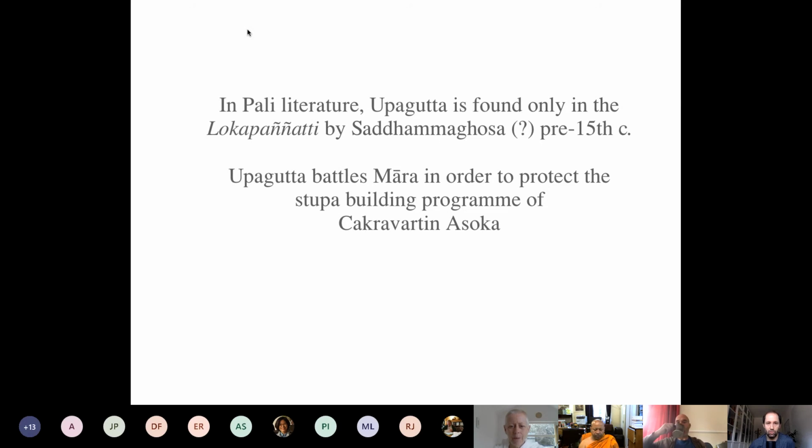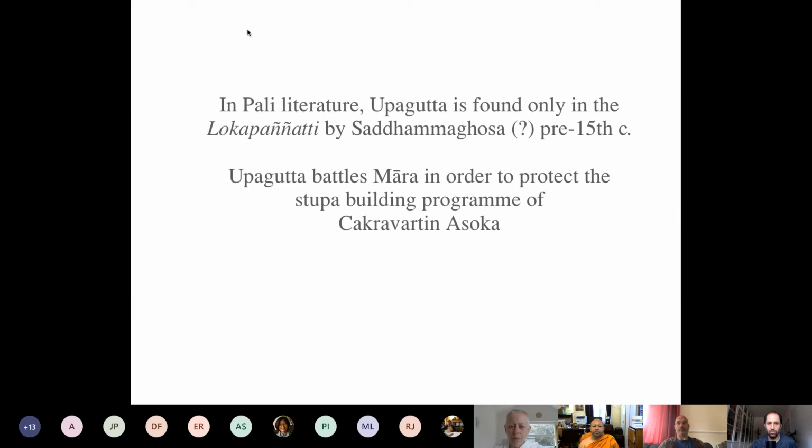And this is a text on cosmology, as the title indicates, but the cosmology, of course, in the Theravada sense of the word. It's not a treatise on astrophysics or anything like that. It's cosmology in a very broad sense that includes the battles between the good and the evil. And in that context, you will find an episode where Upagupta has to bind Mara.